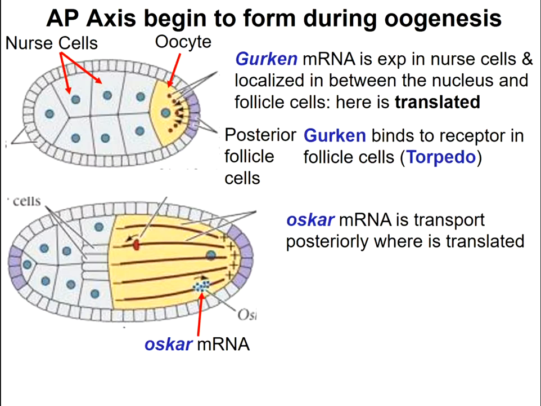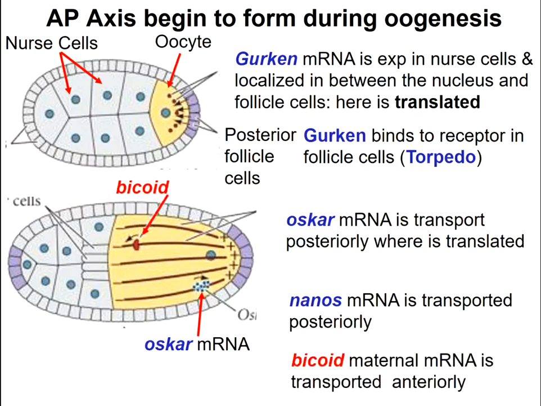Other mRNAs are deposited by the mother, by the nurse cells, inside the developing oocyte and are transported in different regions of the oocyte. For example, Oscar and Nanos mRNA are deposited inside the developing oocyte and are transported posteriorly, while bicoid is transported anteriorly.